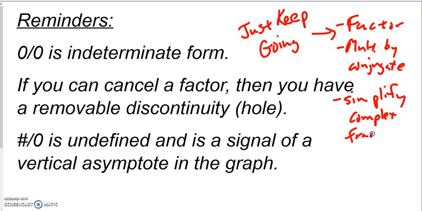Those are just a few ideas, and we'll get into some of these as we go along. Again, if you can't cancel, then you have a removable discontinuity, in other words, a hole. And if you have a number over 0, it's undefined and is a signal of a vertical asymptote. So we'll get into those as well.